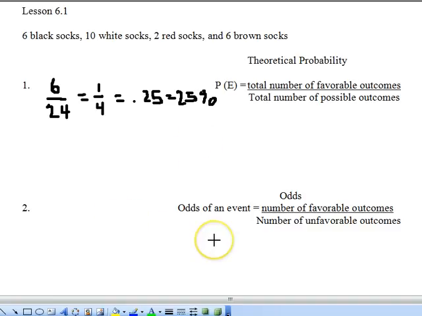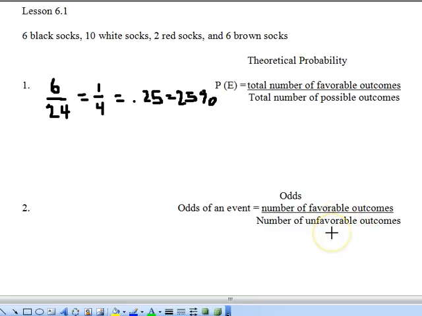Now let's look at the odds problem, number 2. What are the odds of selecting a white sock without looking? Now odds are different. The odds of an event is equal to the number of favorable outcomes over the number of unfavorable outcomes. So not the total possible number of outcomes. That's probability. When you're dealing with odds, the denominator is the number of unfavorable outcomes. So the denominator changes here.